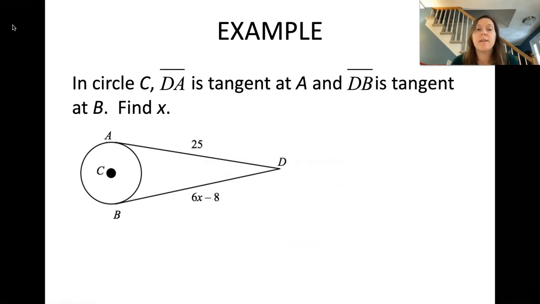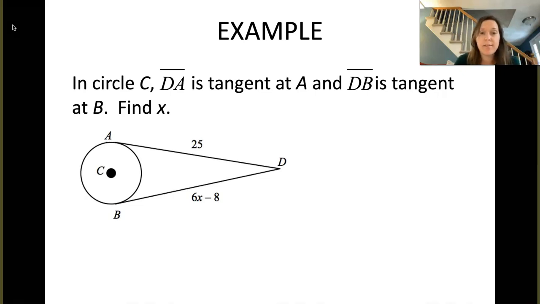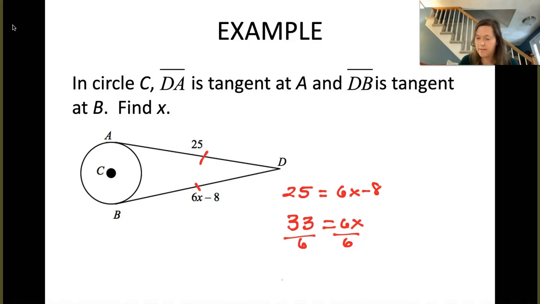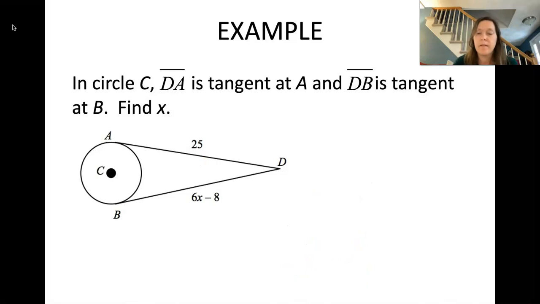So in circle C here, we're told that DA is tangent and DB is tangent, which means this would have to be the same as that. So solving for x, set them equal. 25 equals 6x minus 8. Adding 8 gets us 33 is equal to 6x. Divide by 6 gets us 5.5 is equal to x. All right, and that concludes your notes.